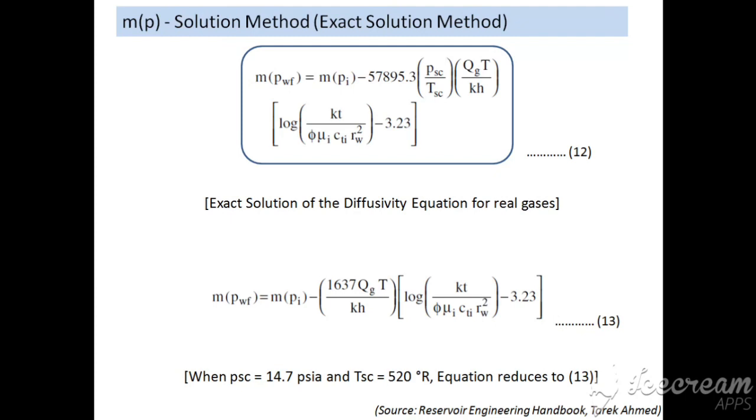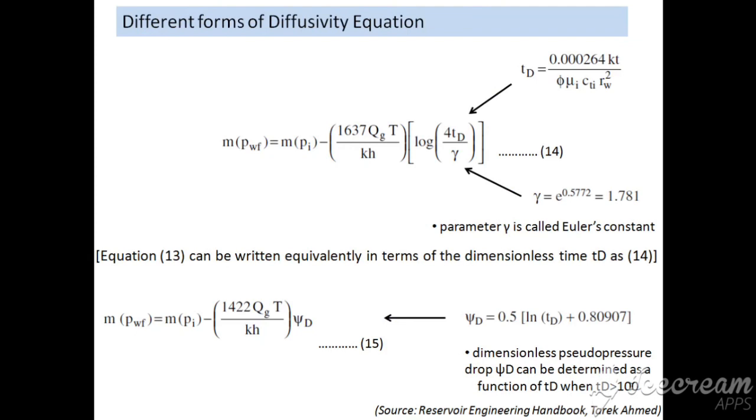For numerical purposes, there are other forms of the equation as well. Equation number 13 can be obtained by placing psc and Tsc as 14.7 psi and 520 Rankine. These are the other two forms, equation number 14 and 15.